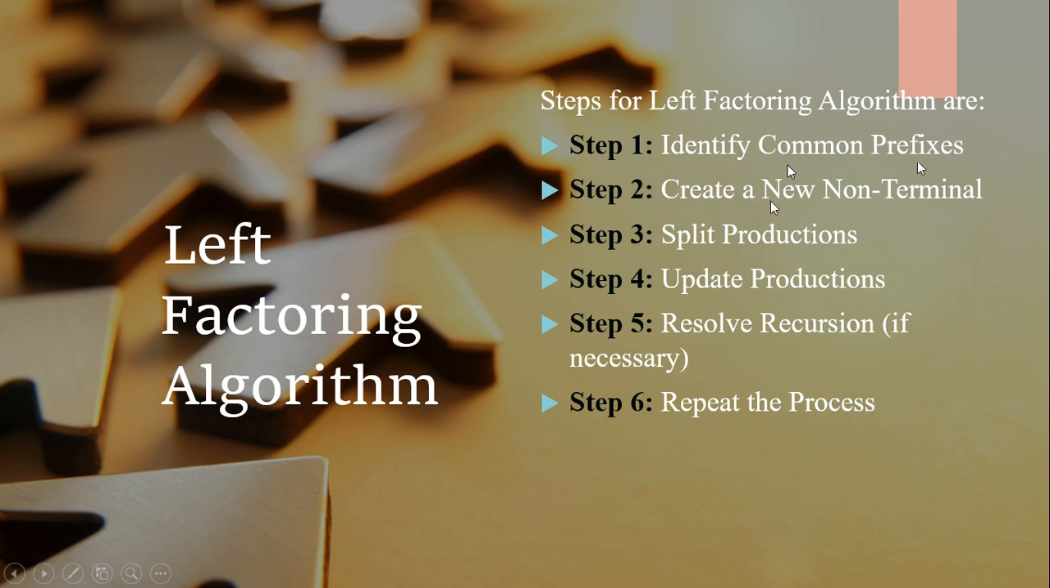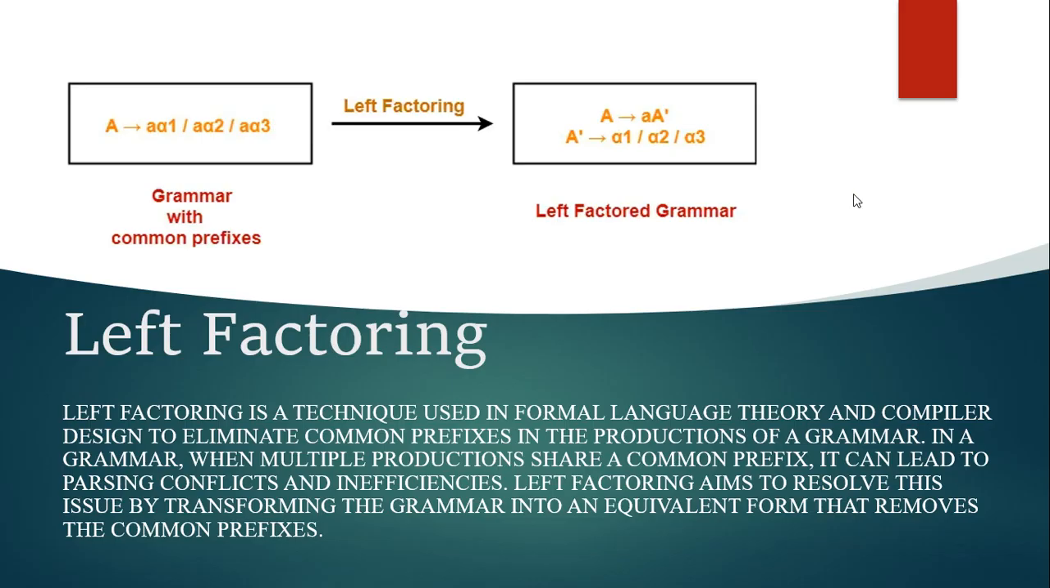Then we have to create a new non-terminal. The new non-terminal represents all the different strings which are being used. So here the non-terminal is capital A dash. It can be either alpha 1, alpha 2 or alpha 3. Any of the three can be represented by this capital A dash.